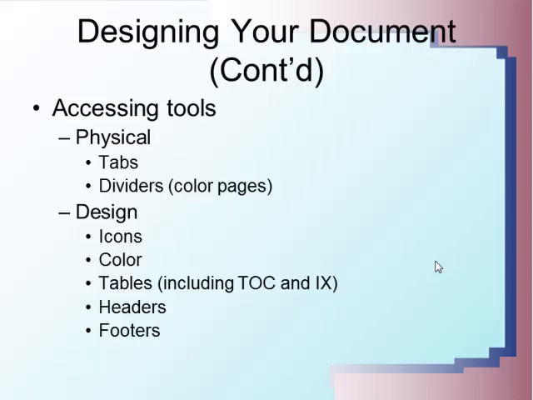Accessibility of documents. By accessibility, I mean helping your audience find content. Some of the things you see are tabs and dividers for documents, and tabs and dividers physically stick out from pages and let you know where sections begin. If you use these frequently, you'll notice they get torn and broken. They tend not to look good through multiple use. The other thing you can do is design icons and color into your document to help people find things. Tables, such as a table of contents and an index, to help people find content in your document. And then headers and footers.